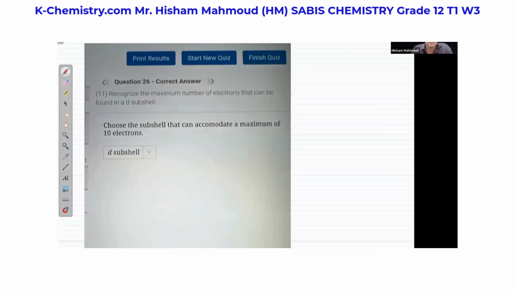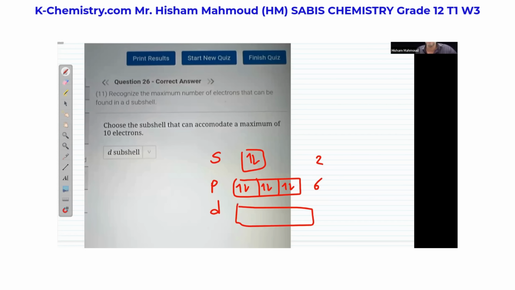The next question is: choose the subshell that can accommodate a maximum of 10 electrons. The s subshell accommodates a maximum of 2 electrons. The p subshell has a maximum of 3 orbitals, so 6 electrons. The d subshell has 5 orbitals inside, so it has a maximum of 10 electrons.